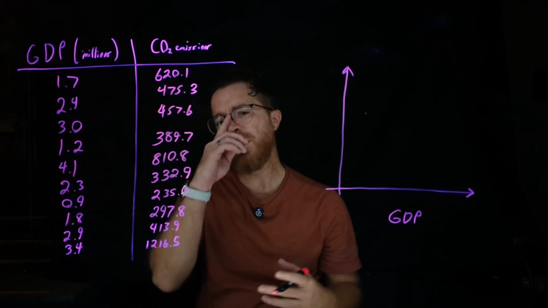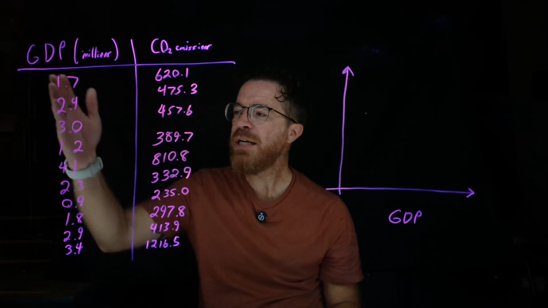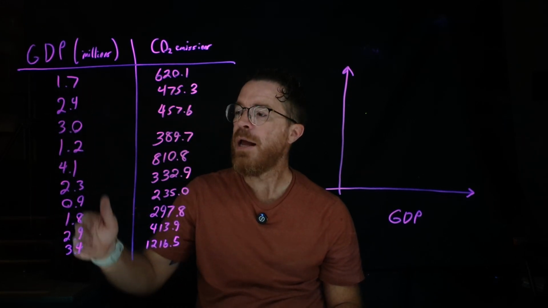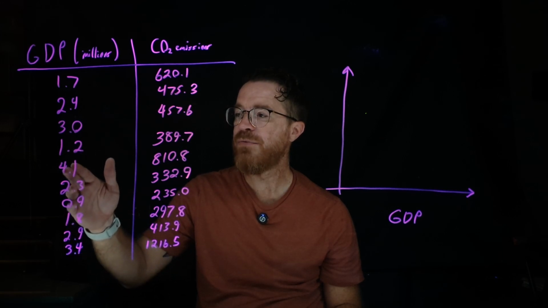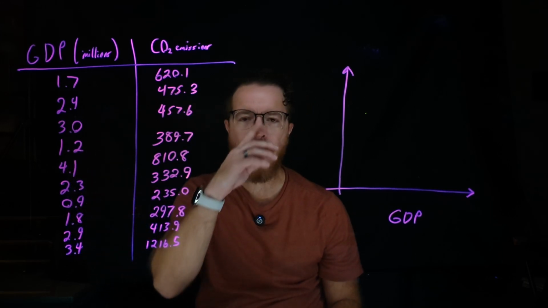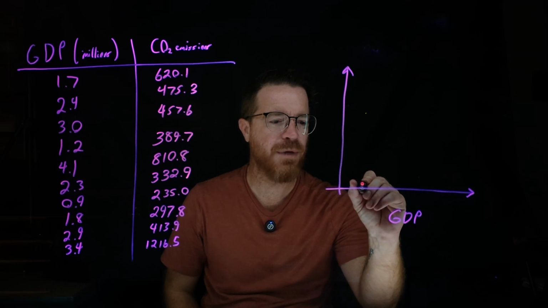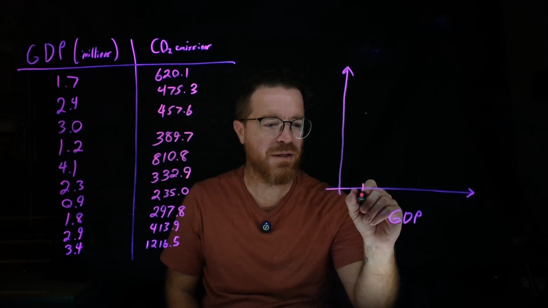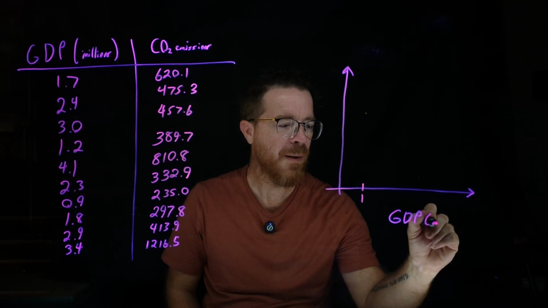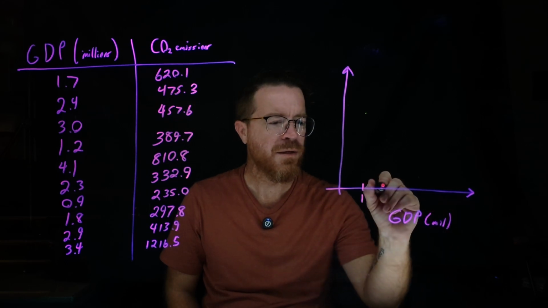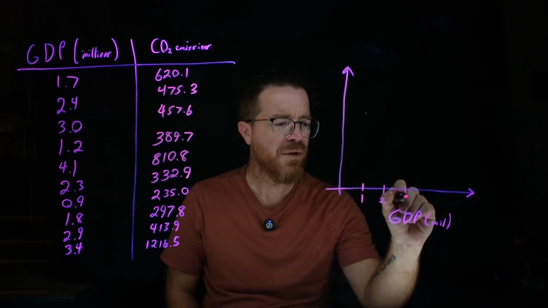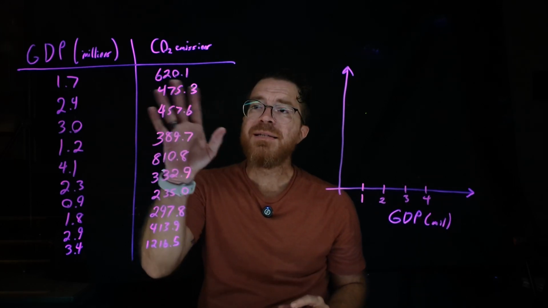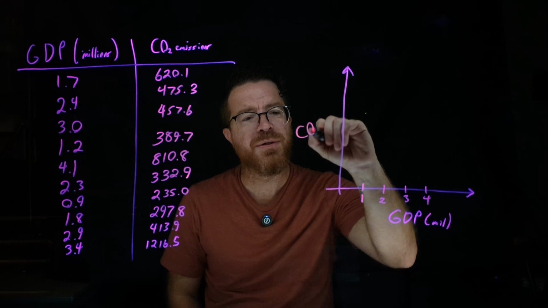And then we need to figure out what sort of scale we're going to use. Looking at these numbers, the lowest number we have is about 0.9, and the largest number we have is 4.1. So in this case, I'll probably just do it in terms of 1, right? This would be a GDP of $1 million. Put millions here. 2, 3, 4. Now our y-axis is going to be our CO2 emissions.